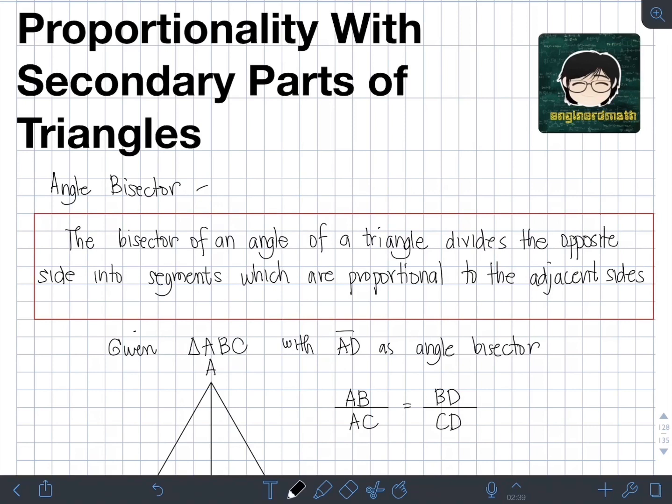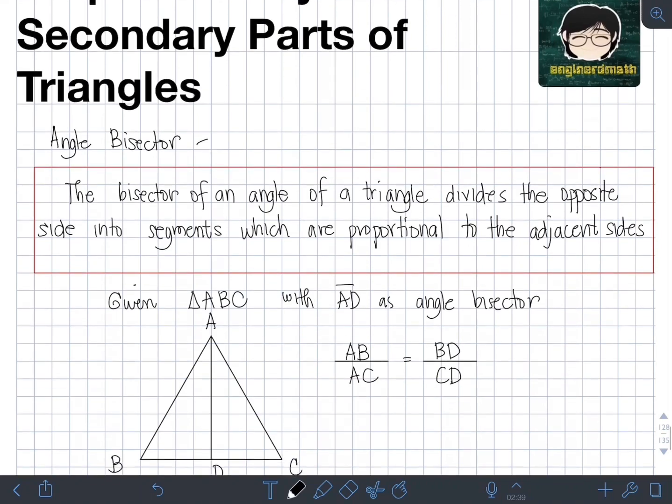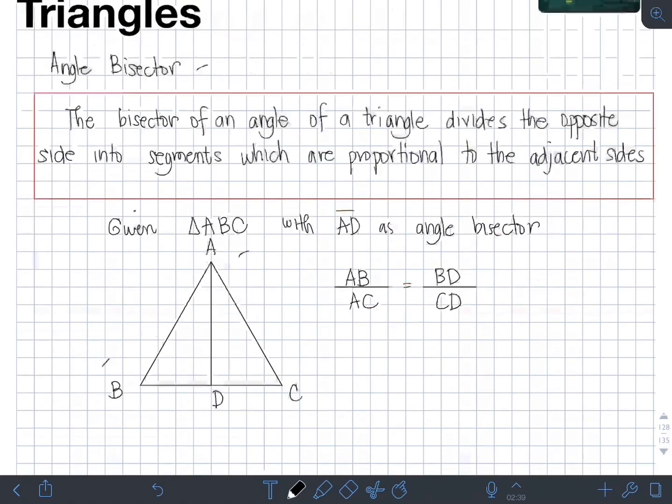So, sabi, the bisector of an angle of a triangle divides the opposite side into segments which are proportional to the adjacent sides. Okay. So, meron daw tayong triangle ABC with AD as angle bisector. Again, as a review, pag sinabi nating angle bisector, it is a segment that divides one interior angle of a triangle equally. So, kung meron tayong triangle ABC at ito daw segment AD is the angle bisector, therefore, ito dapat angle BAD is congruent dito sa angle CAD.